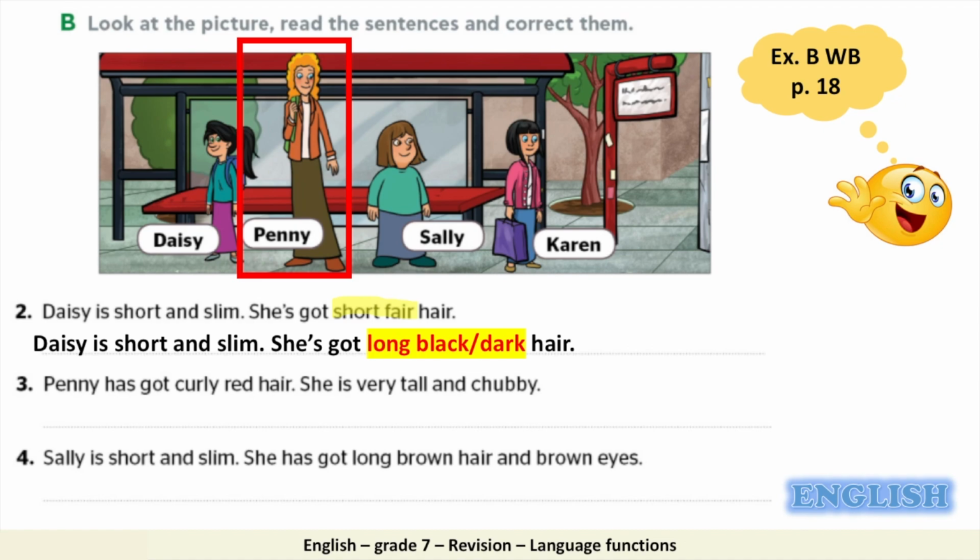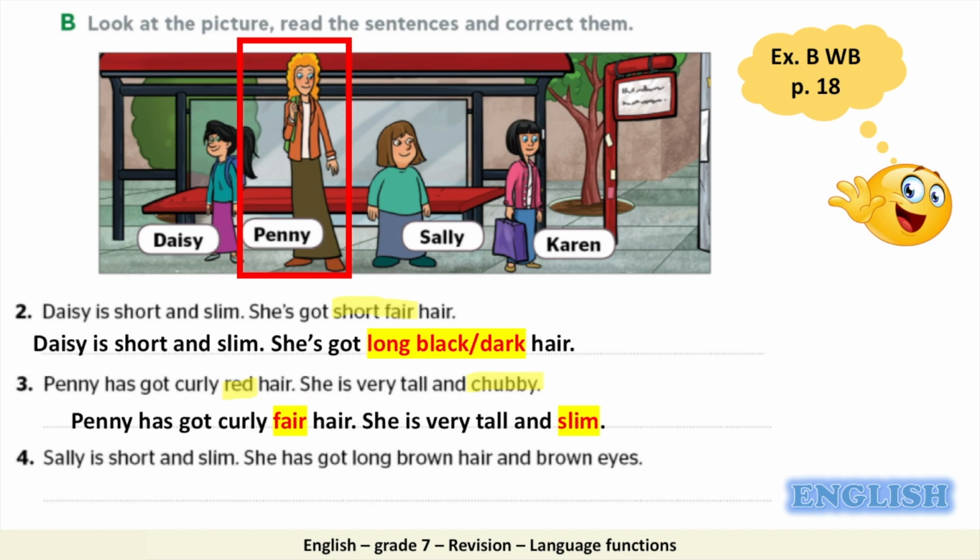Number 3. Penny has got curly red hair. She's very tall and chubby. Is Penny's hair red? And is she really chubby? So the answer would be Penny has got curly fair hair. She is very tall and slim.